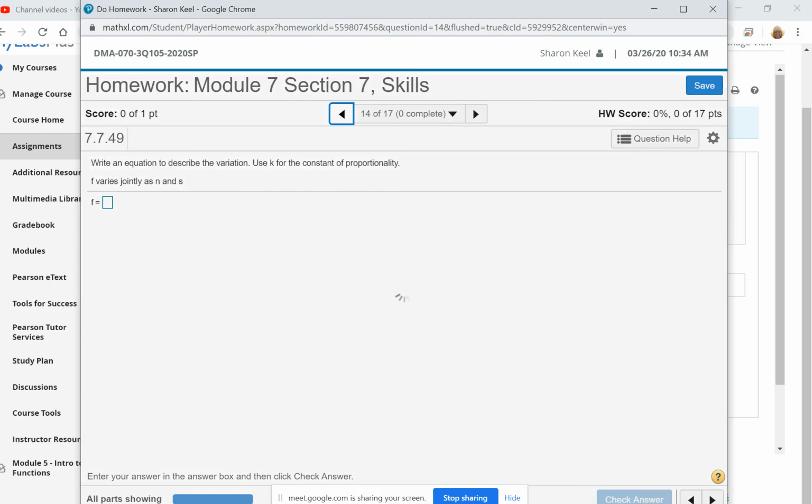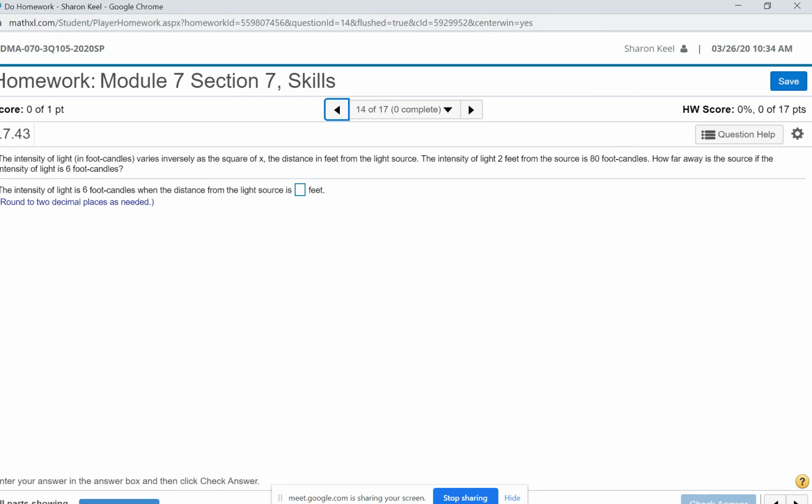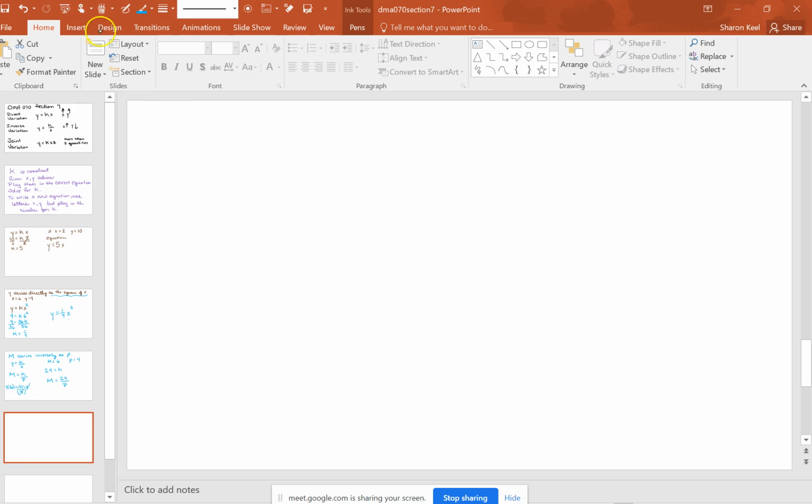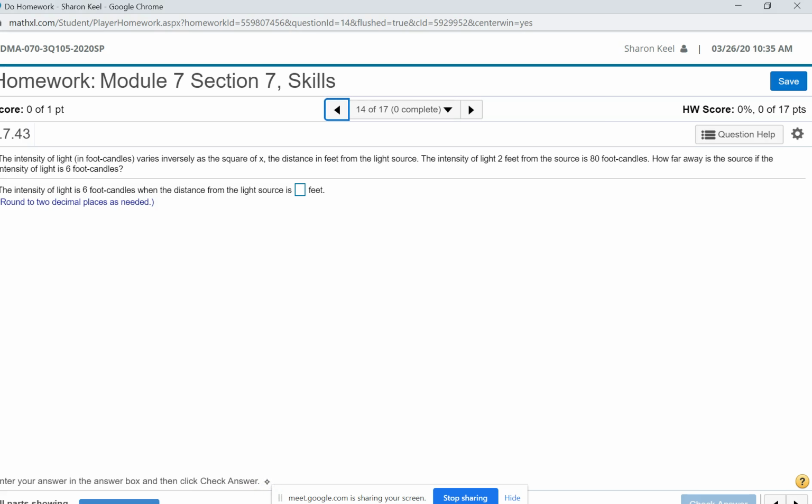I think this is a good example here. Okay, the intensity of light in foot candles varies inversely as the square of x. The intensity varies inversely as the square of x. Let me come back to the problem. And x is the distance in feet from the light source.